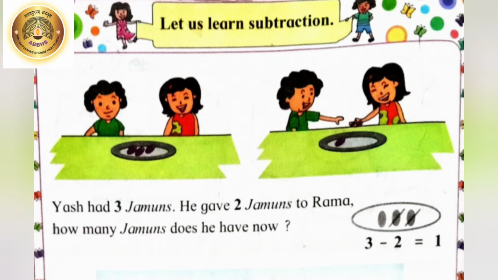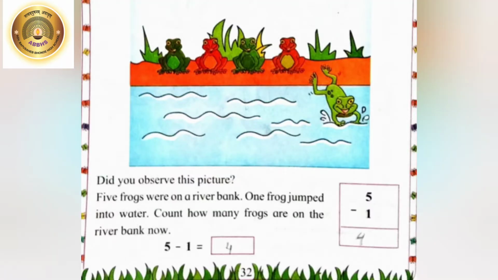Out of 3, 2 are cut. So how many is left? 1. Right. It means you all know the subtraction, right? Very good. Look at the second picture. Did you all observe this picture?